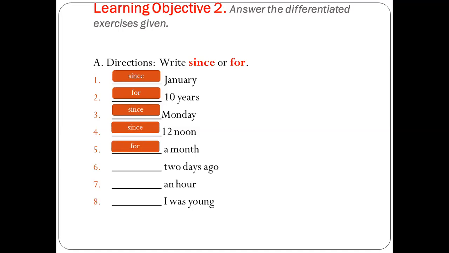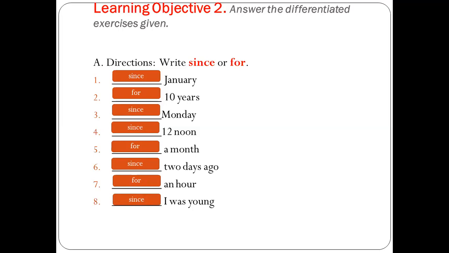Number 6, blank 2 days ago. Since 2 days ago. Number 7, an hour. Does it answer the question for how long or since when? You got it right. So, for an hour. And number 8, blank, I was young. Do you say for I was young? Absolutely not. So you'll say since I was young.